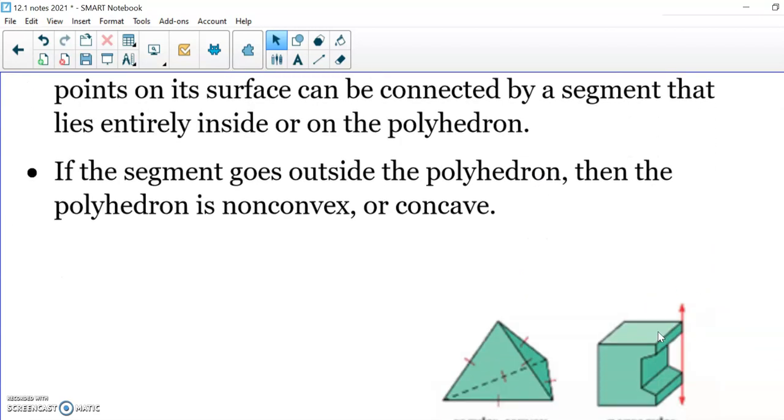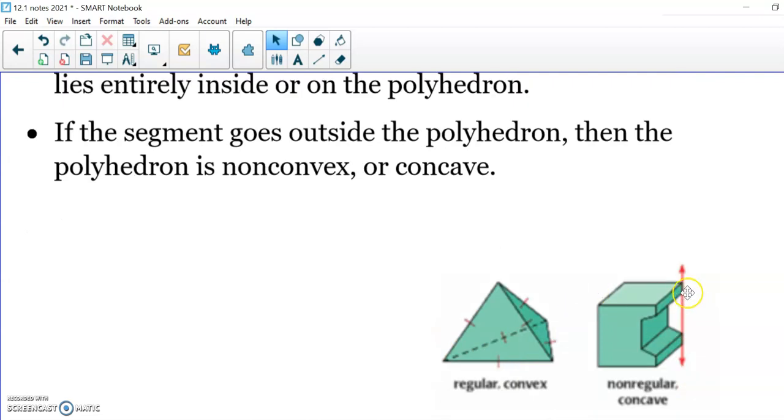And the last thing I want to talk about is concave versus convex. If you can connect any 2 points on your polyhedron and the line falls outside of your polyhedron, then we call that concave. You can see this one is concave. If you connect any 2 points and the segment stays inside, then we call that a convex polyhedron.